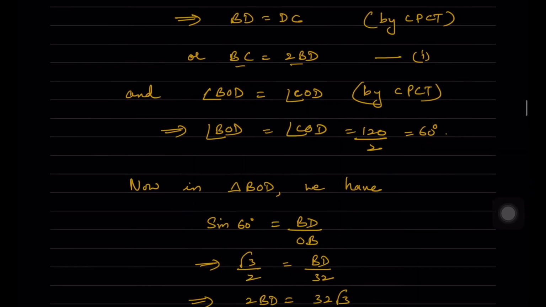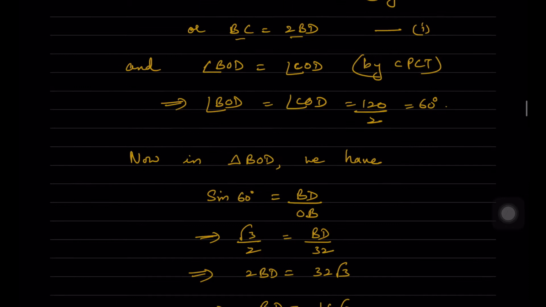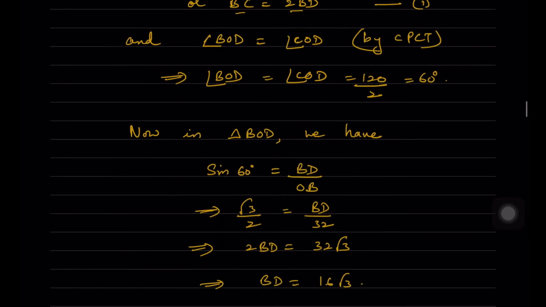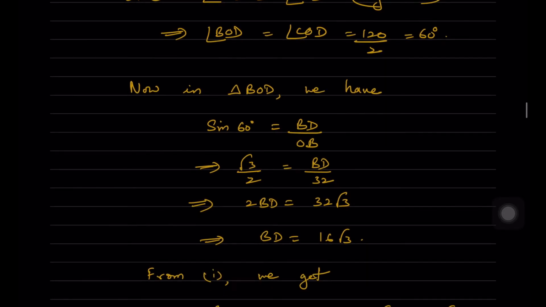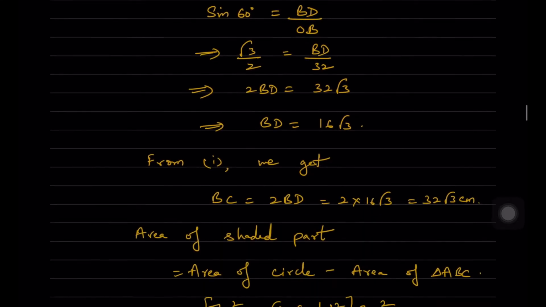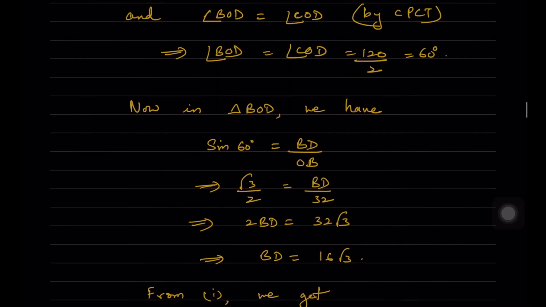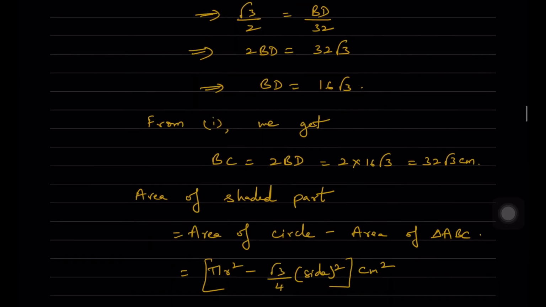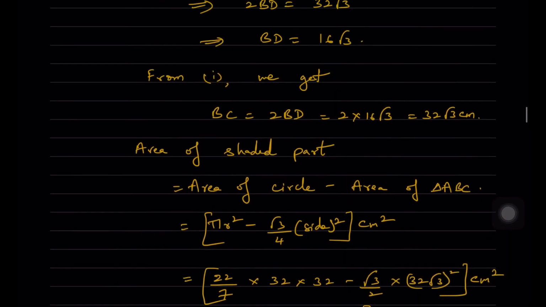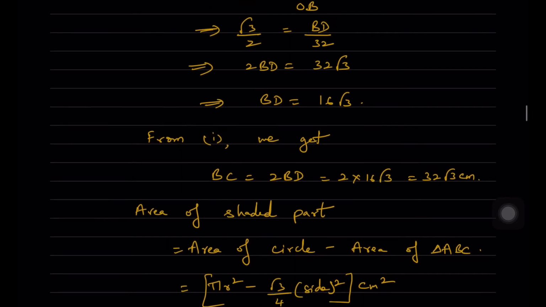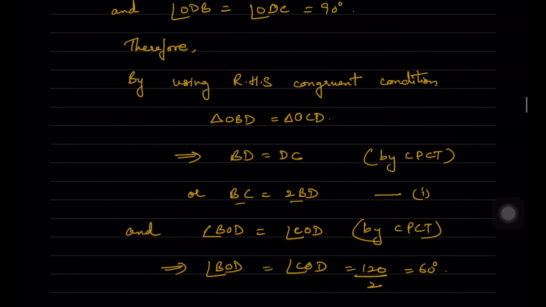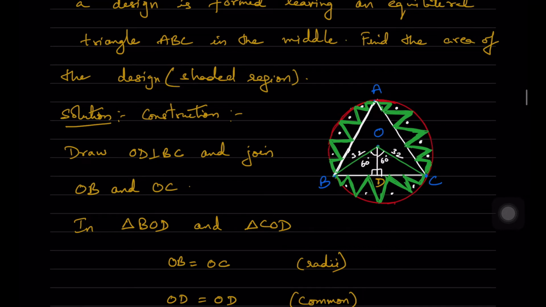So now here in triangle BOD we have sin 60 is equal to BD by OB, which is equal to root 3 by 2, which is equal to BD by 32. So therefore 2BD is equal to 32 root 3, which implies BD is equal to 16 root 3. So now we get BC is equal to 2BD, which is equal to 2 into 16 root 3, which is equal to 32 root 3 centimeters. So now the side of the equilateral triangle is 32 root 3.